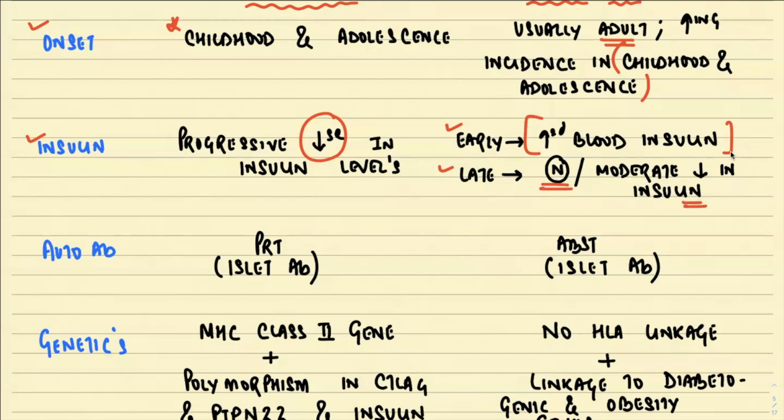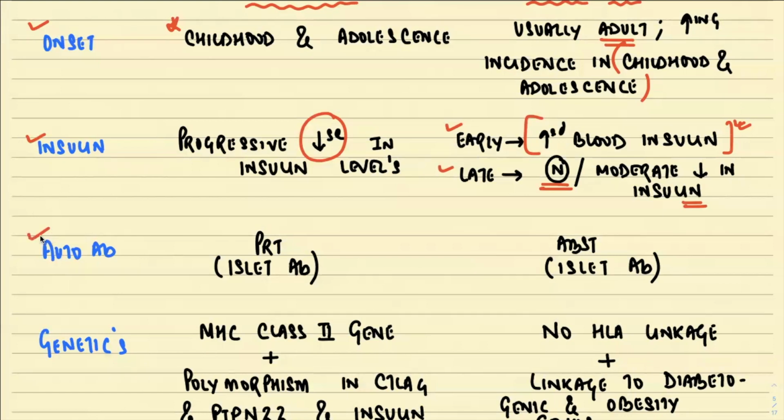Can you tell me why there is an increased blood insulin level in type 2 diabetes mellitus? What is the reason? Yes, sir, because there is insulin resistance. Very good. I will tell you everything in detail when I discuss the pathogenesis of type 2 diabetes mellitus. Don't worry. Also, the presence of autoantibodies.